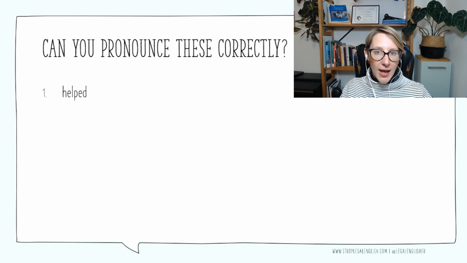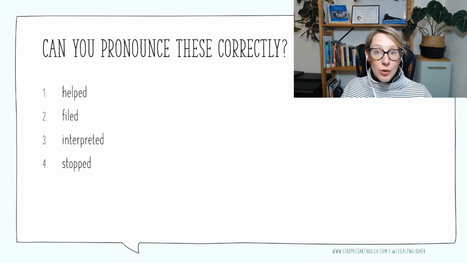Helped, helped. Because it ends in a P, the P is voiceless. Filed with a hard D, because the file, we're engaging our voice cords there with the L sound. Interpreted, interpreted, because the T comes before the ED. Stopped, stopped, with a T sound because of the P. A common mistake would be for English learners to say, I stopped, I stopped. Okay, of course that's incorrect. It's stopped.